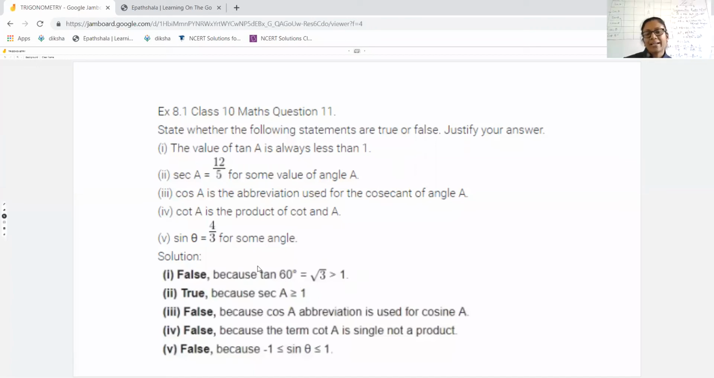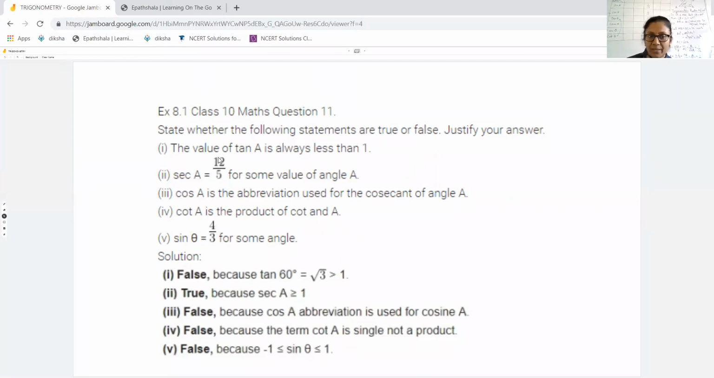Only for this you require the specific angle. That's why you're not able to answer that. So we will come back. Once we find out the ratios with respect to angle 60, we will be able to answer this question. So don't worry about that. We will come back here. Come to the second one.